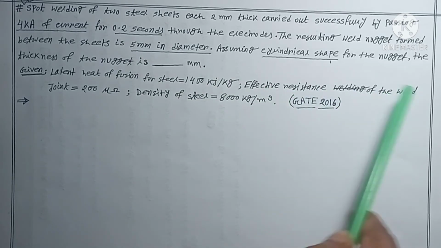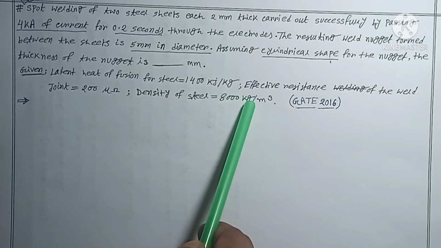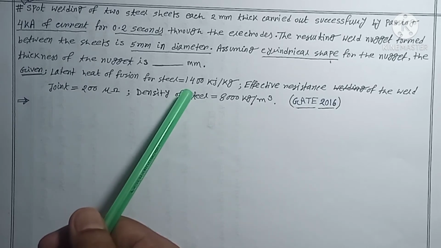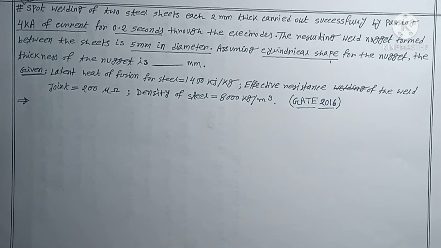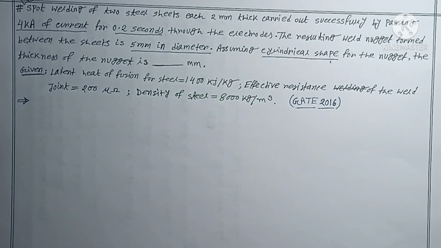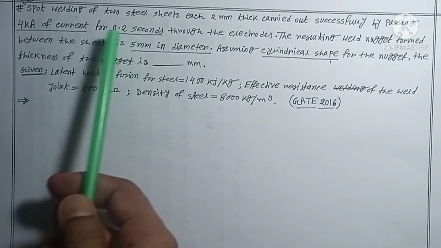Effective resistance of the weld joint is 200 micro ohm, and density of steel is 8000 kg per meter cube. So basically in this question they provide us the information about the properties of the metal. Can you remember when I discussed all the important formulas related to resistance welding, there I told you if in a question you see that the properties of the metal are given, then how you have to find out the heat required. Also data are given: current, time and resistance.